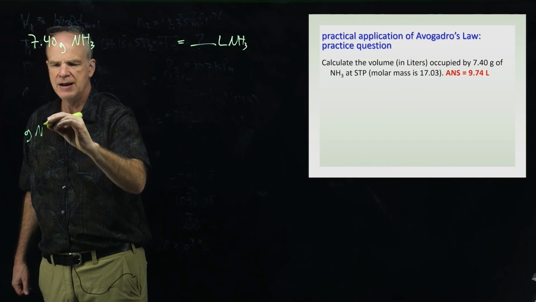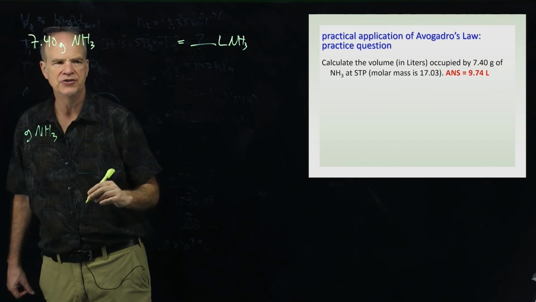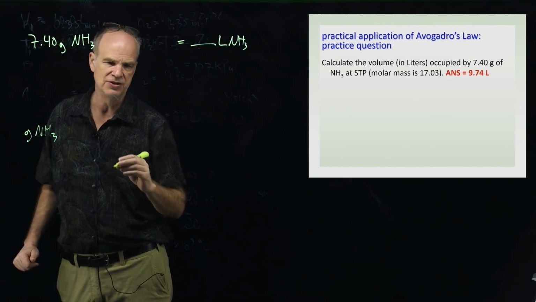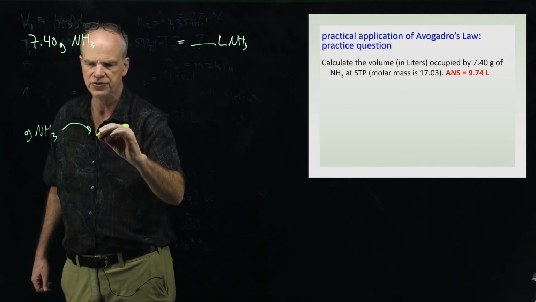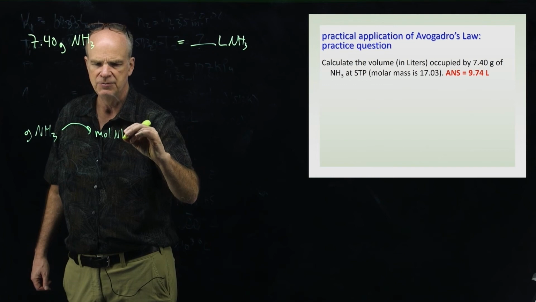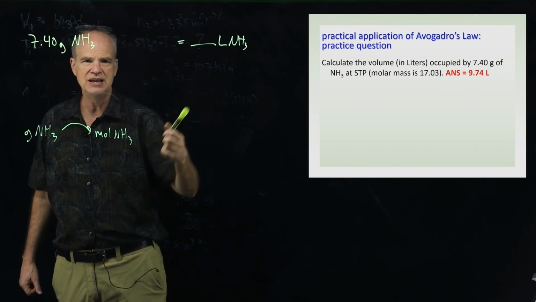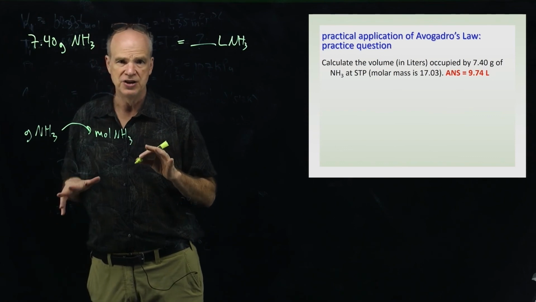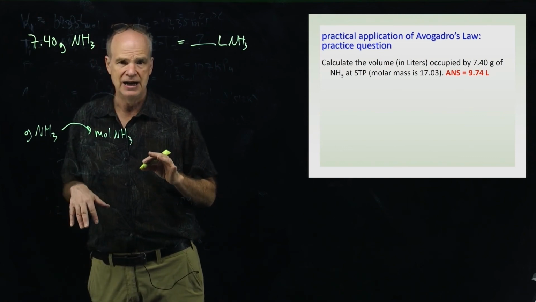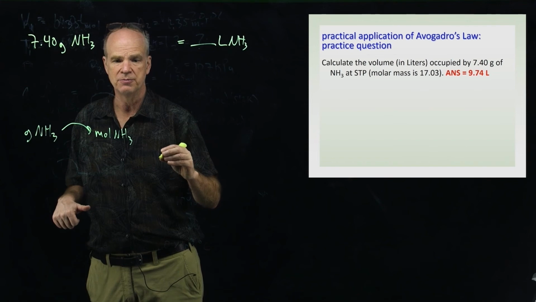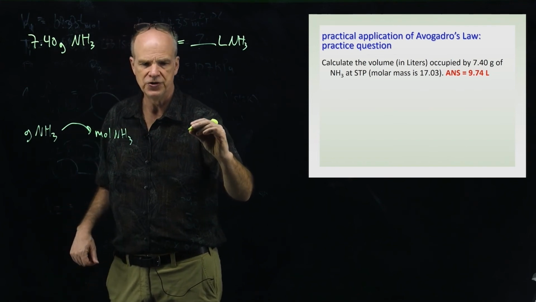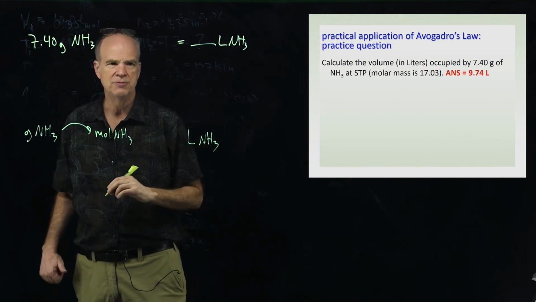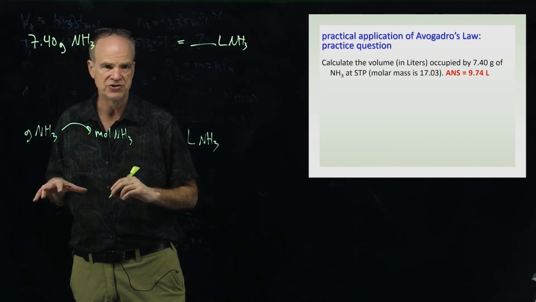Here we have grams of ammonia. And so what you can probably imagine is whenever you have grams of a molecule, you probably just want to immediately convert it to moles of the molecule. So grams of ammonia can be taken to moles of ammonia. But in the end, we want liters of ammonia. We don't have so much an equation here, but what we can do to solve this particular problem is convert moles of ammonia to liters of ammonia pretty easily because we're at standard temperature and pressure.